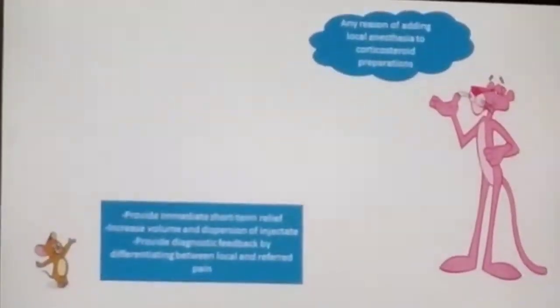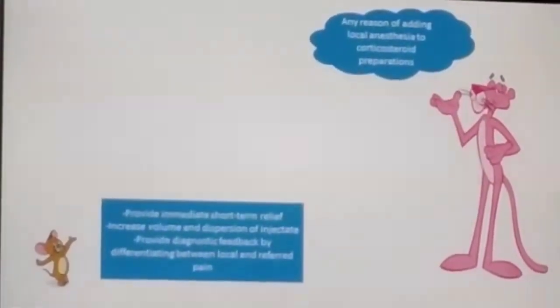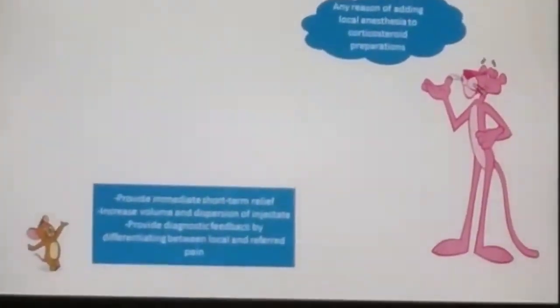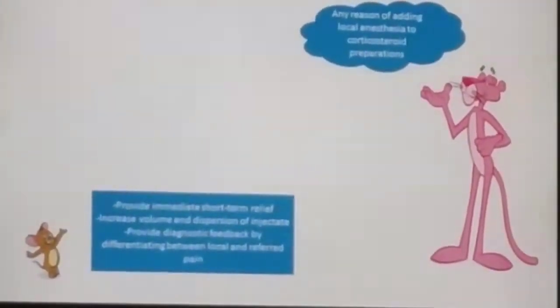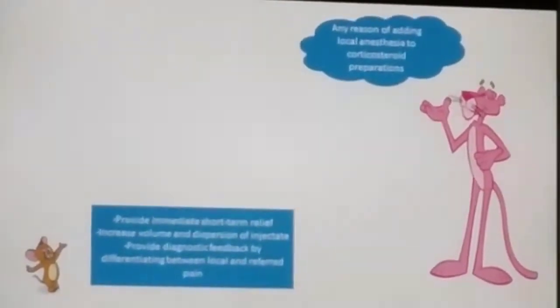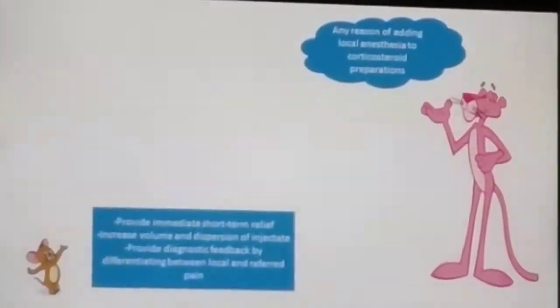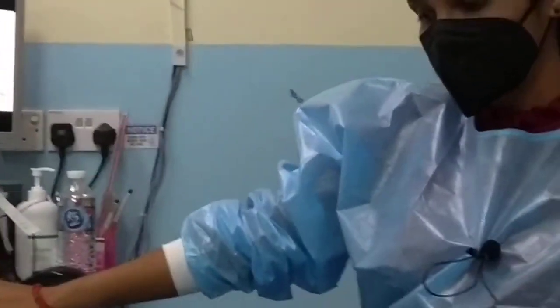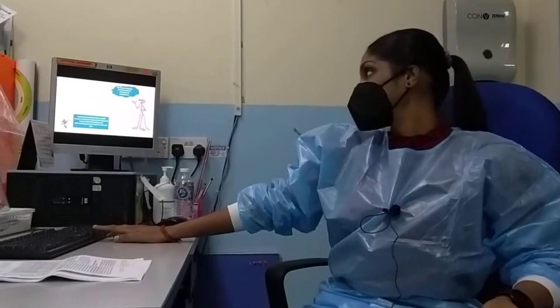Why do we need to add local anesthesia to a corticosteroid preparation? Because it provides immediate short-term relief, increases the volume and dispersion of the injected drug, and also provides diagnostic feedback by differentiating between local and referred pain. Examples of local anesthesia that we can give are bupivacaine without epinephrine 0.25% and lidocaine 1%.